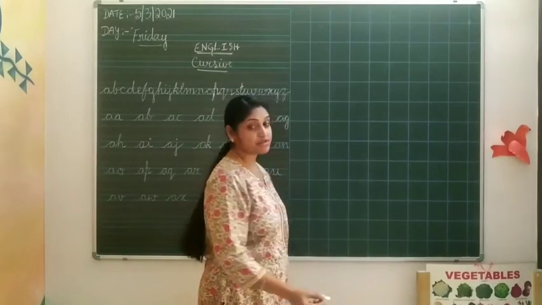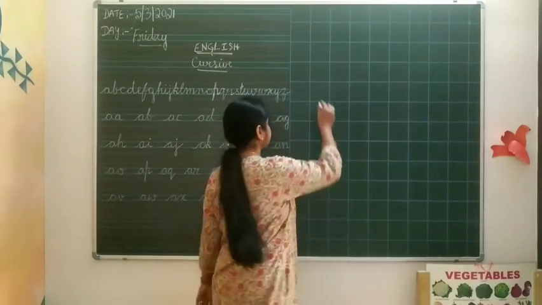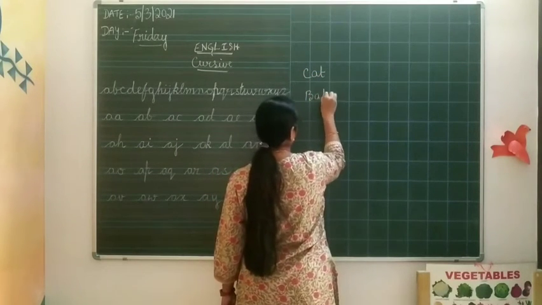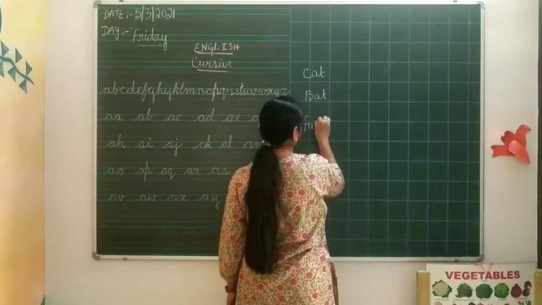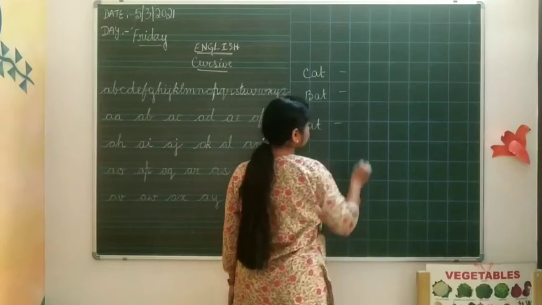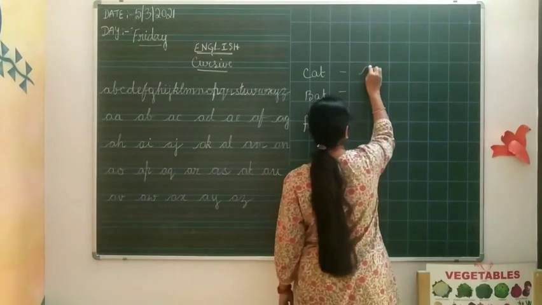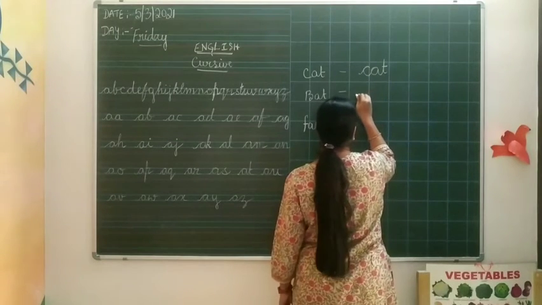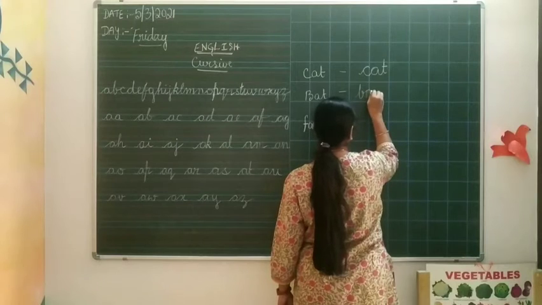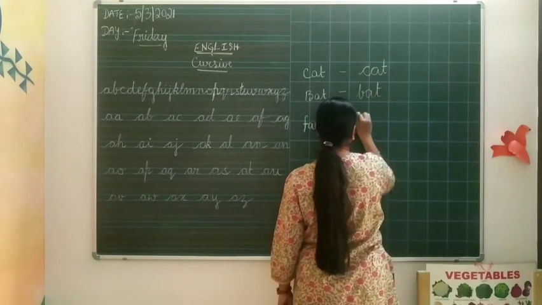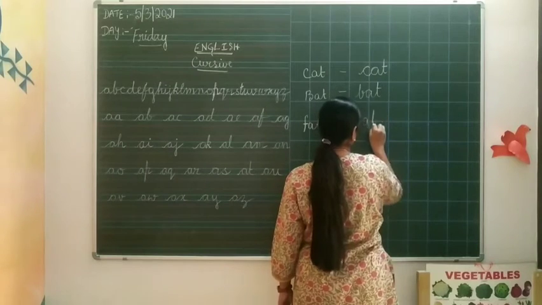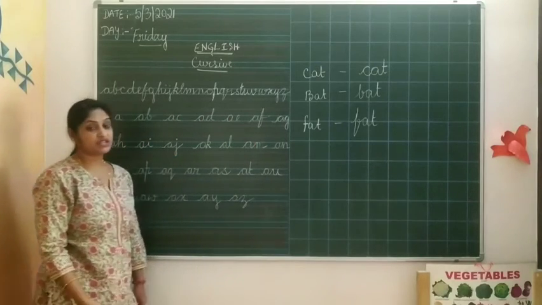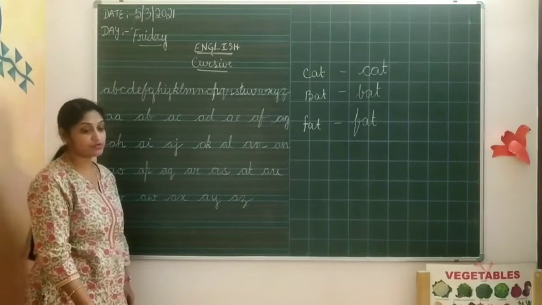Okay. I'll take some examples and show you how you can write. C, A, T, cat. P, A, T, pat. F, A, T, fat. These we will write in cursive. How will you write? C, A, T. See the difference. B, A, T, bat. F, A, T, fat. Like this, you can write in your cursive writing. Do practice at home. You will come to know.